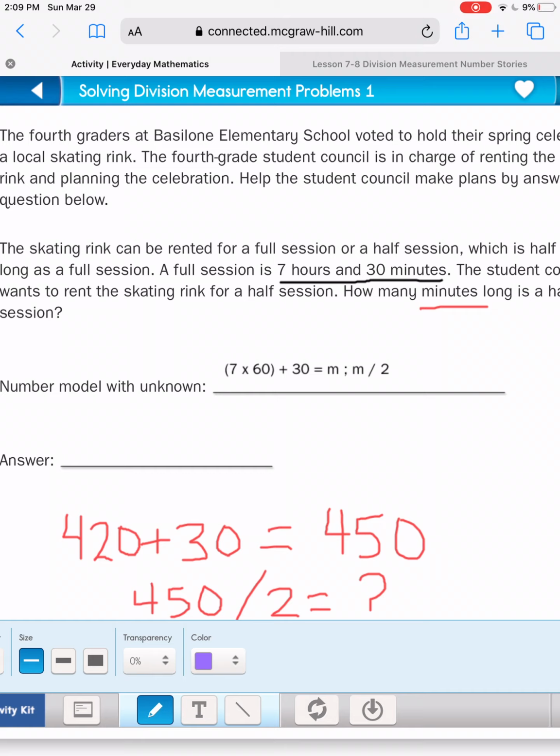Okay, so hopefully you've had enough time to divide 450 divided by 2. And I'm going to write it right up here, as small as I can so I have room. So 450 is my dividend and 2 is my divisor. I'm going to start with 200 because 200 times 2 is 400. And that's going to take away a lot of my dividend. And I have 50 left over.